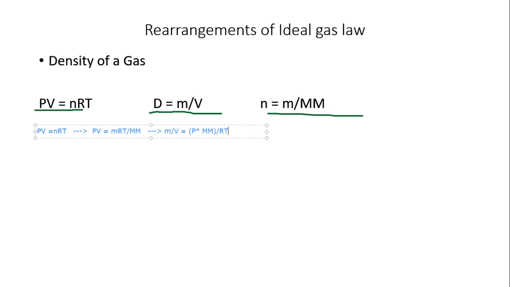So if you know the pressure of a gas, its molar mass, and temperature, you can calculate the density of a gas. And density of a gas is in the units grams per liter. Now what this states is that as the pressure of a gas increases, you're going to increase its density. As the temperature of a gas increases, you're going to decrease density.